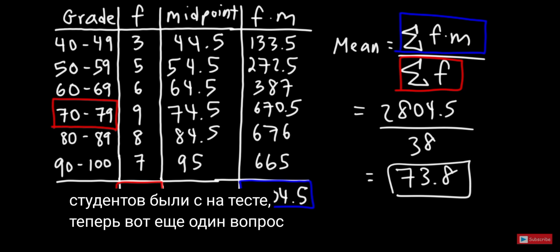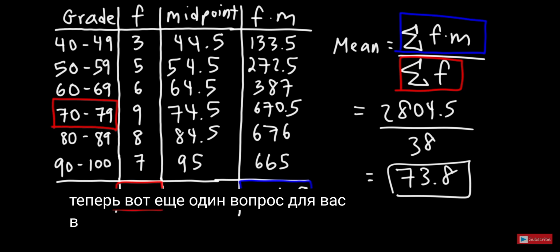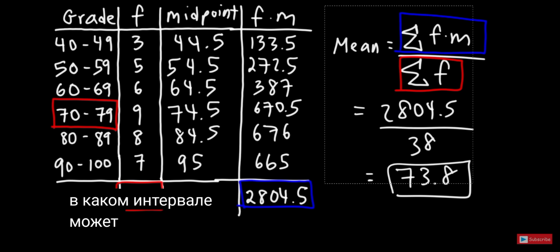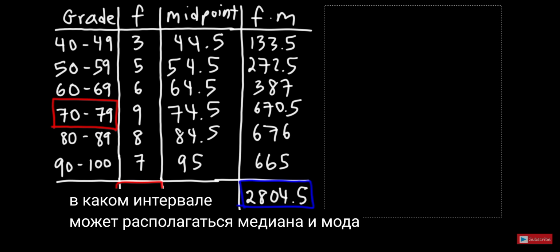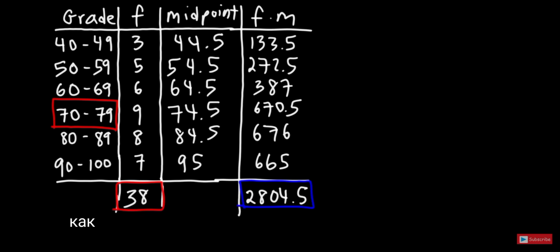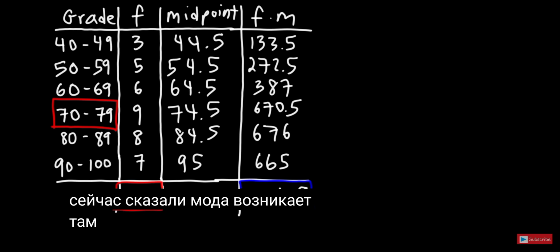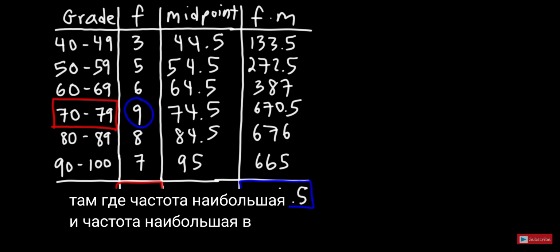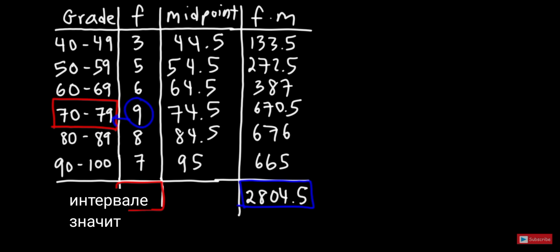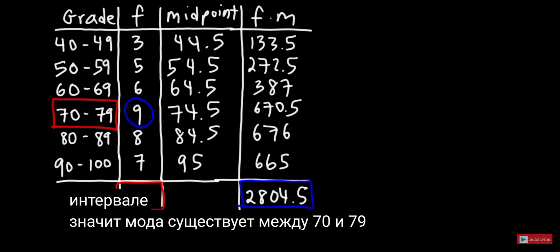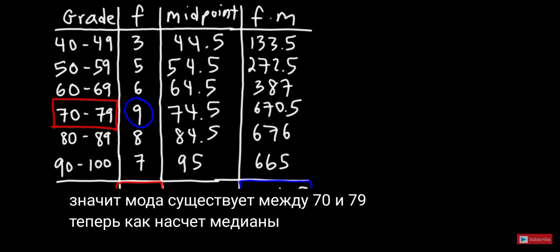Now, here is another question for you. In which interval can the median and the mode be located in? What would you say? Now, the mode occurs where the frequency is the highest, and the frequency is the highest in this interval. So the mode exists between 70 and 79. Now, what about the median?